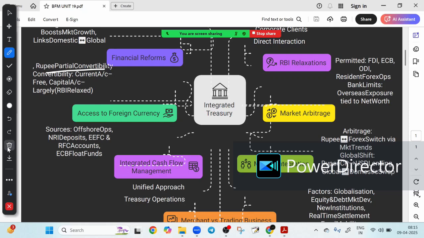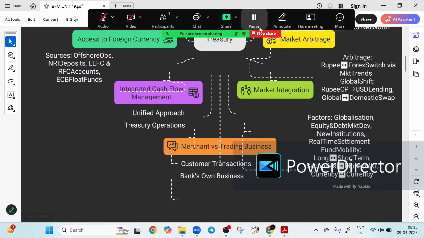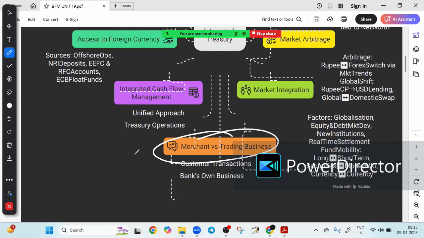And if you look at the difference between the merchant and trading business, here you can see the difference between the merchant and the trading business. The treasury strikes a balance between handling customer transactions and managing the bank's own trading strategy. It serves as both service provider and strategist, right? So customer transactions the bank also has to handle, and bank owned business they have to handle. So there should be a proper balance between these two, and this is what is ensured by the treasury.